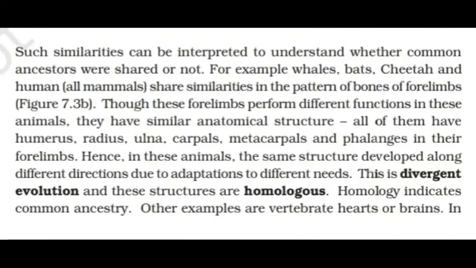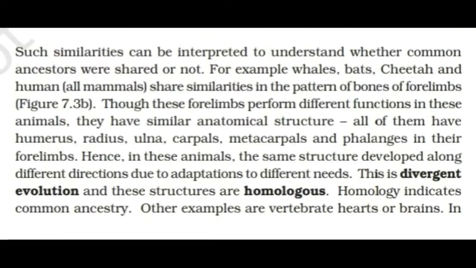Such similarity can be interpreted to understand whether common ancestors were shared or not. For example, whales, bats, cheetahs, and humans, all mammals, share similarities in the pattern of bones of forelimbs. Though these forelimbs perform different functions in these animals, they have similar anatomical structure. All of them have humerus, radius, ulna, carpals, metacarpals, and phalanges in their forelimbs.